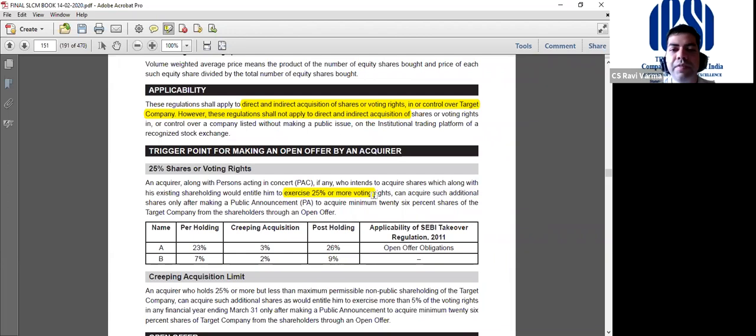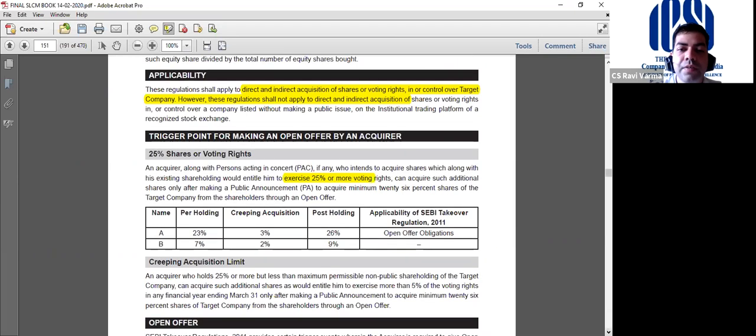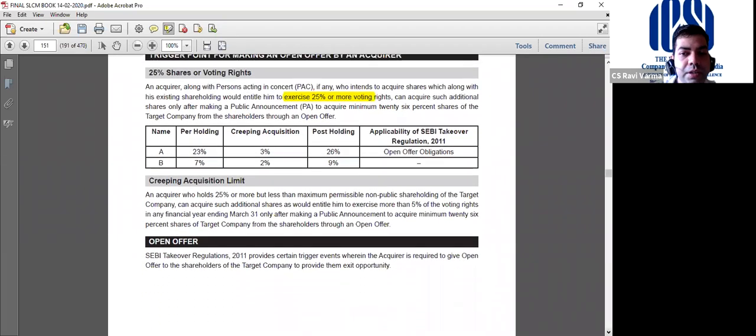See, an example is given. A is holding 23%, and thereafter he has acquired 3%. So the post holding is 26%. It has crossed 25%. An offer has to be made. Right? B is having 7%. He is acquiring a further 2%. The holding is 9%. Not required to open an offer. That's clear from the tutorial part which is given there in your study material.